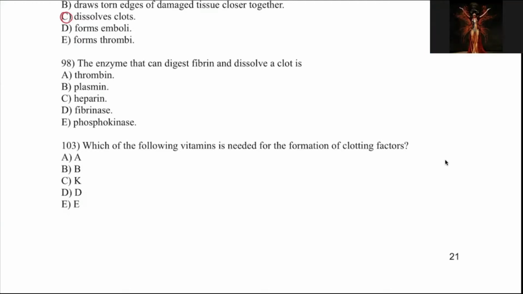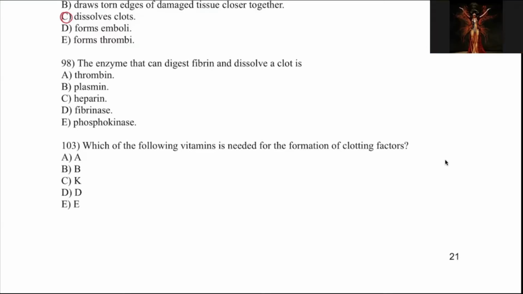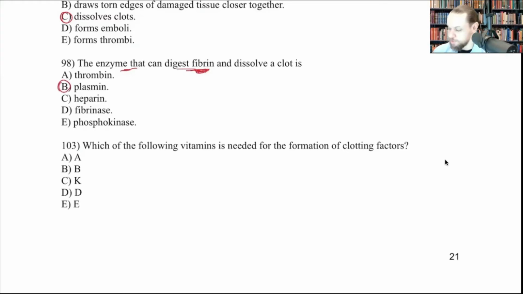The enzyme that can digest fibrin and dissolve a clot is D. So the actual enzyme is plasmin, right? We just spoke about it several times. The actual enzyme that will digest the fibrin clot is plasmin. And that's why they call it TPA, tissue plasminogen activator. I want plasminogen, I want to activate it, make it into plasmin so that I can dissolve the clot. TPA is what's given to those patients who have clotting problems like CVA, STEMI, right? They come in to the hospital.